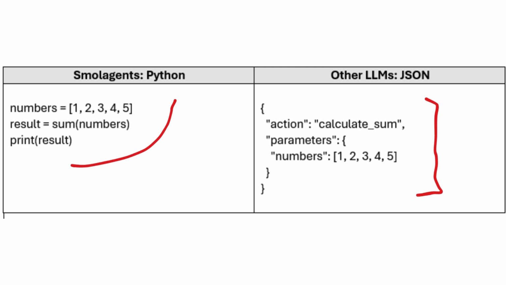In short, a code-first approach keeps things simple, transparent, and efficient, which is exactly why Smolagents uses it. Even though a code-first approach is often more efficient, there are some cases where JSON-based actions might be preferable, like if you're working in a non-Python environment. Since Smolagents generates Python code, it's best suited for Python-based applications. If you need a framework that works across multiple programming languages, JSON might be a better fit.